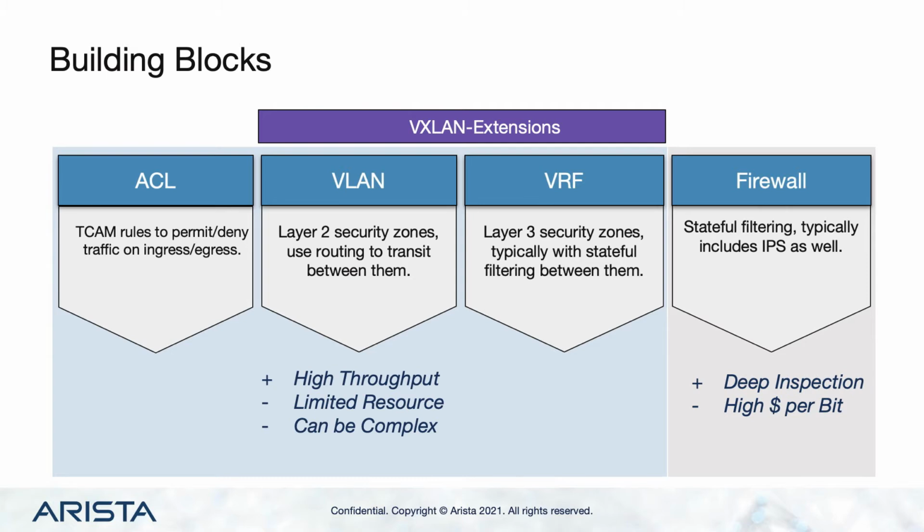We can use ACLs to match against traffic crossing the switch, and then permit or deny traffic. VLANs and VRFs are ways to separate out traffic at layer 2 and layer 3, but one thing to note is that VLANs and VRFs also have the ability to be extended through VXLAN. And then firewalls are what provide the deep inspection capabilities, as well as the granular policy application.